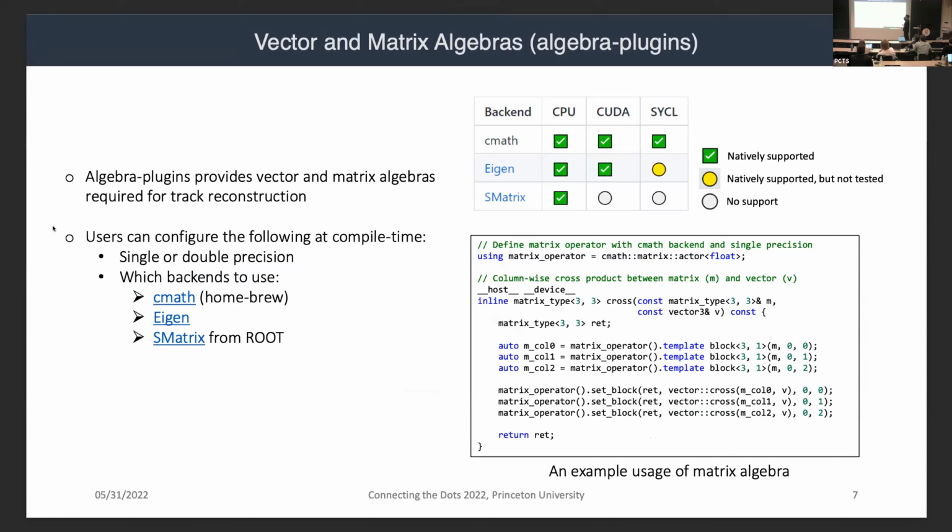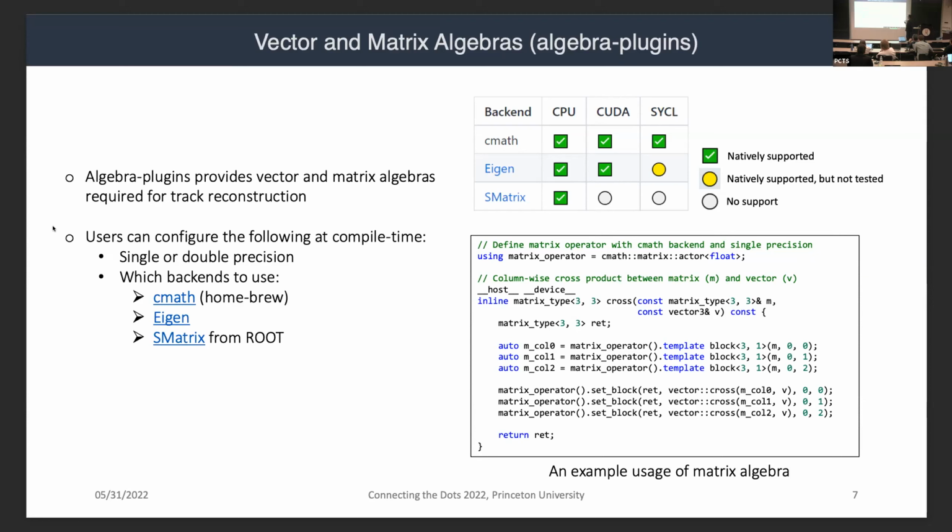And so as I mentioned before, these algebra plugins provide the vector and matrix algebras required for the track reconstruction. And in this plugin, users can configure several things at compile time. One is they can choose if they are going to use single or double precision. And also they can choose which backends they are going to use. The backends that we are providing are SMatrix, which is the homebrew algebra, and also Eigen and Vc from the ROOT library.